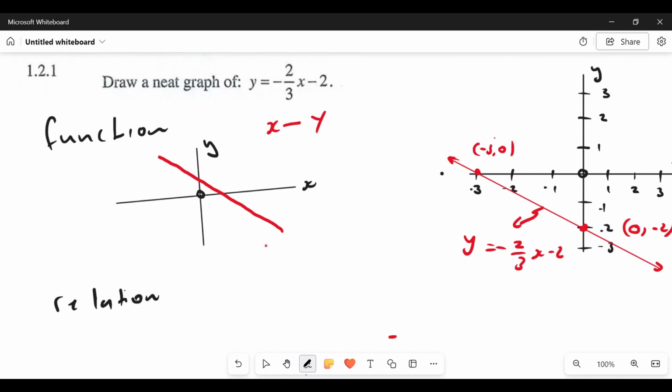We call this method one-to-one. So the x value is going to give you one y value. There's no other x value that is going to give us negative 2. It's only this 3 that is going to give us negative 2. So this method here, we call it one-to-one.